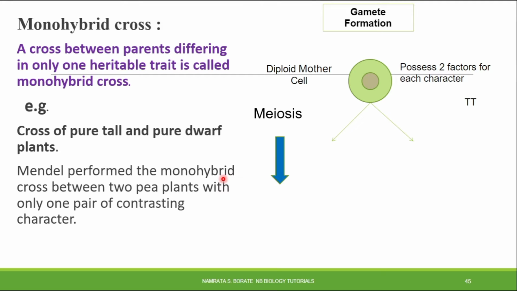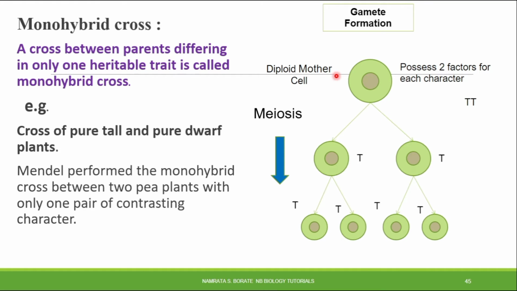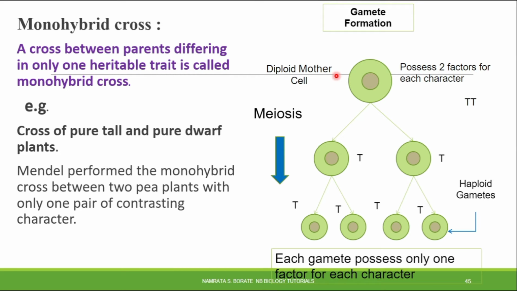As all of you know, in gamete formation, the mother cell is always diploid in nature. That is, it possesses two factors. Factor means what? That is the gene. There is a presence of two factors for each character. It undergoes meiosis division and there is a formation of 4 haploid gametes. But each gamete possesses only one factor for each character.